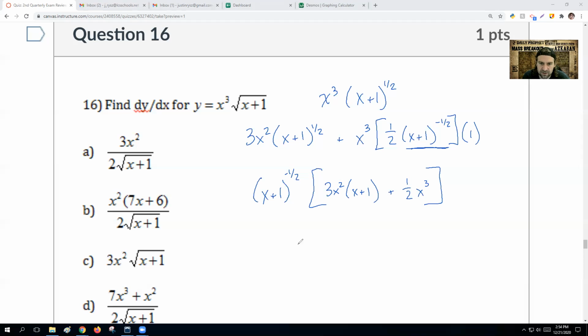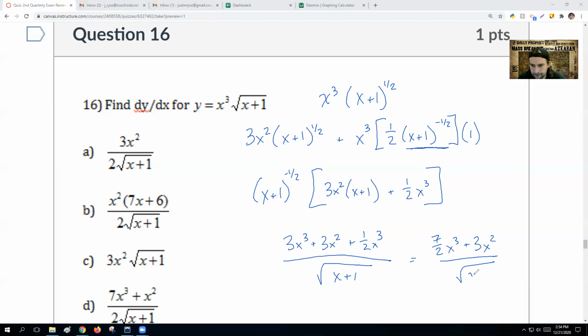All right, so let's distribute this here. That'd be 3x cubed plus 3x squared, plus 1/2 x cubed, and this would be all over radical x + 1, if we move this down to the bottom because it's negative, and it's a square root because it's 1/2. So let's see, this would be 3 plus 1/2, that's 7/2 x cubed plus 3x squared.